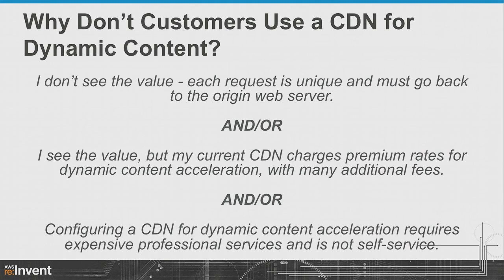The second reason they give us is the small set of customers who come and tell us, no, we see the value of it, but you know what? Dynamic content acceleration is a premium product, okay? It requires expensive professional services. It's not something that's available for the masses, okay? It's not something that's common to use. It's not something that's easy to use. And they come back and say, that's why we don't use a CDN for dynamic content.